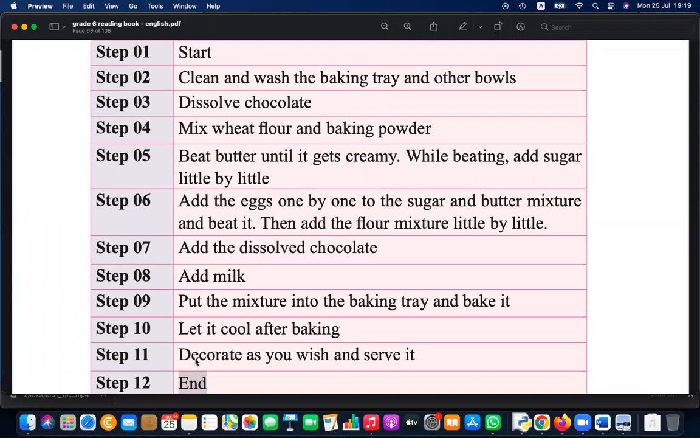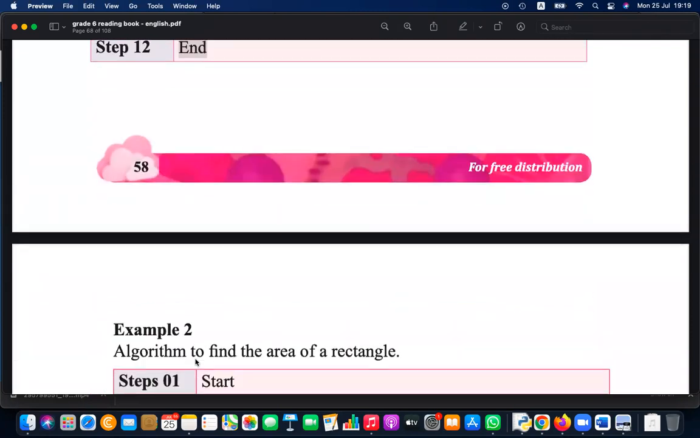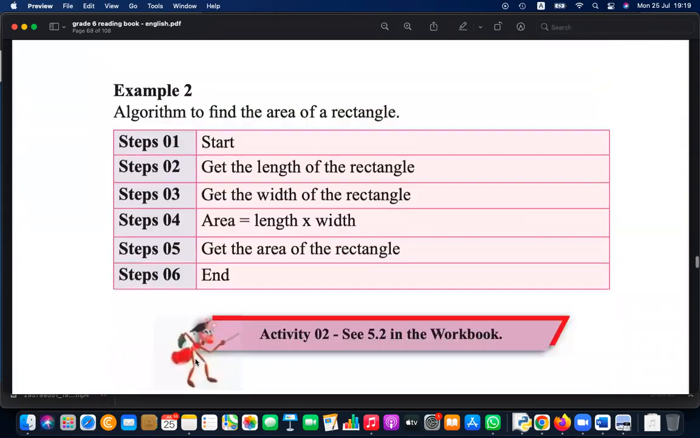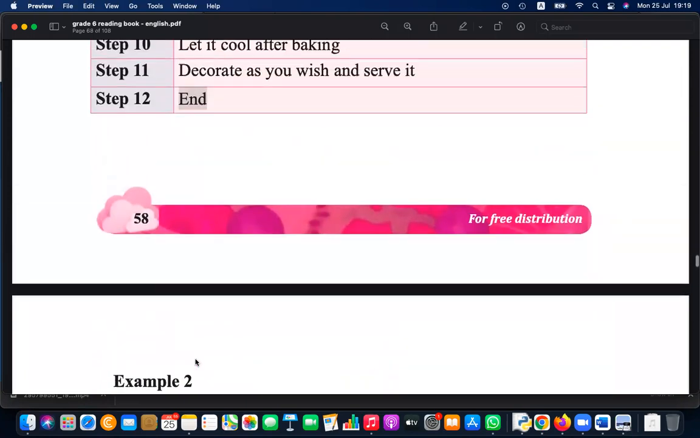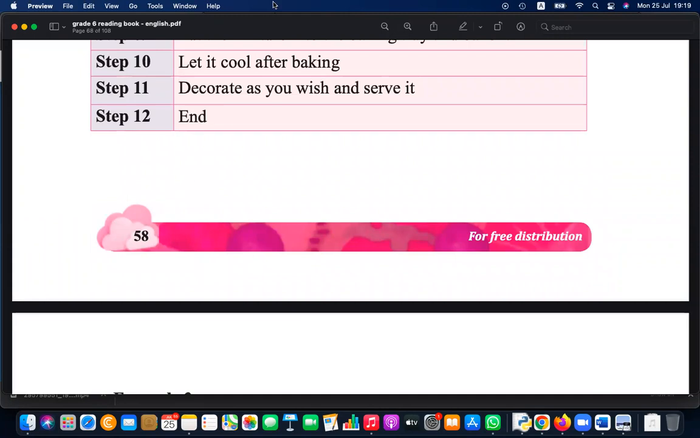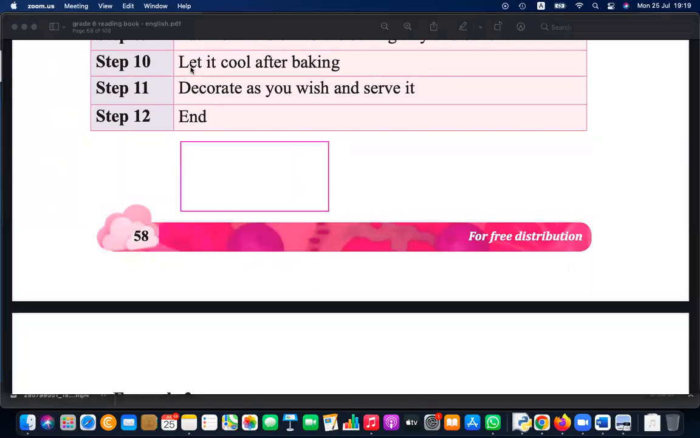Okay, then the next thing here, example 2, showing an algorithm to find the area of a rectangle. So what is area basically? A rectangle is this shape. It has length and breadth, or length and width. So how can you find the area of a rectangle if length and width are given?